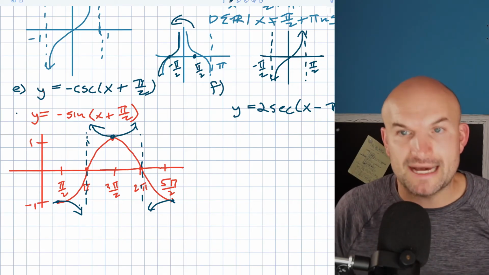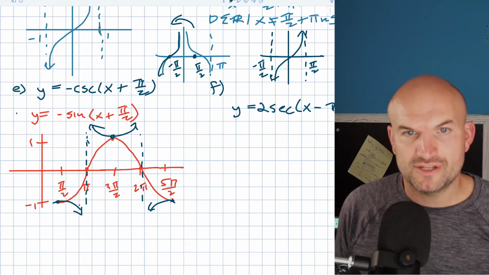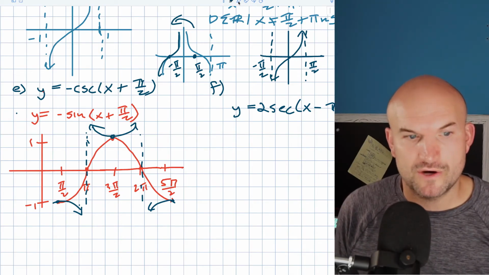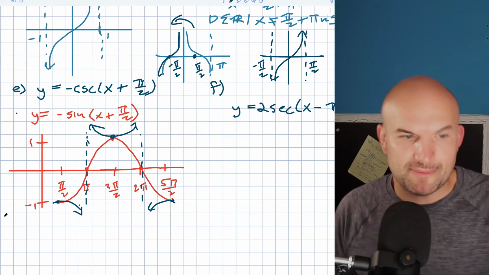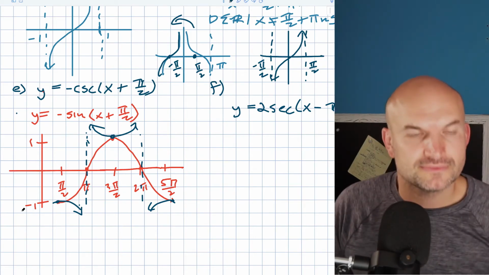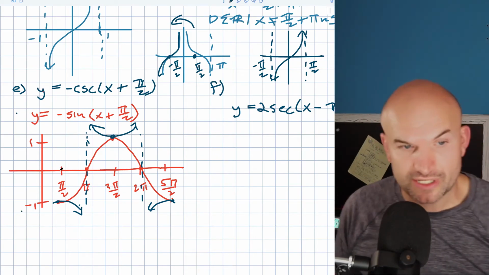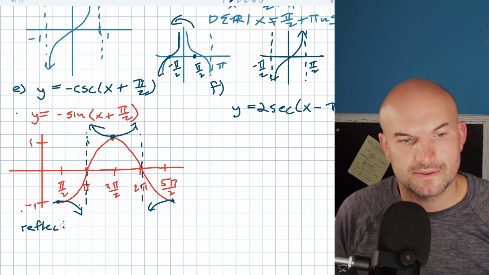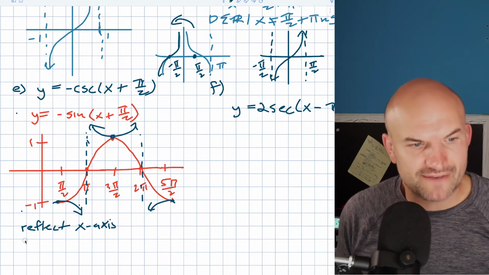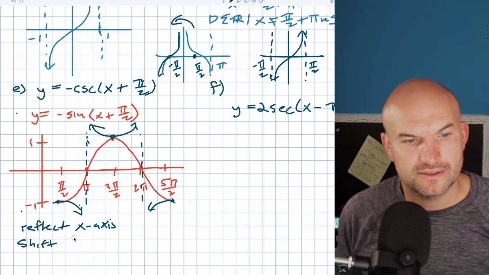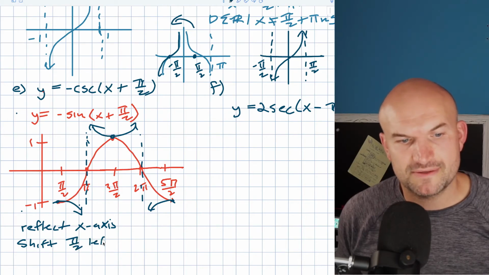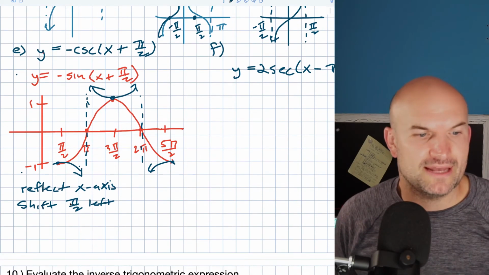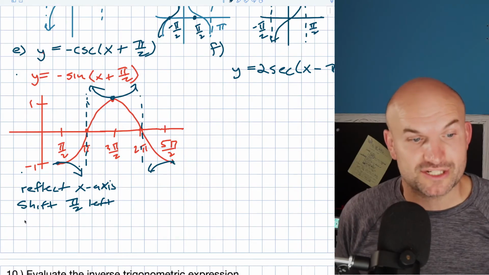Okay. Now, how do we figure out all the information? Let's go ahead and write it down. My period is, I'm sorry, there's no period in this case. We have a reflection about the x-axis. We have a phase shift, pi halves to the left. And then my domain and range is actually a little bit difficult.